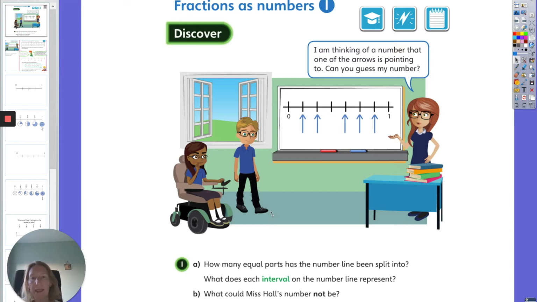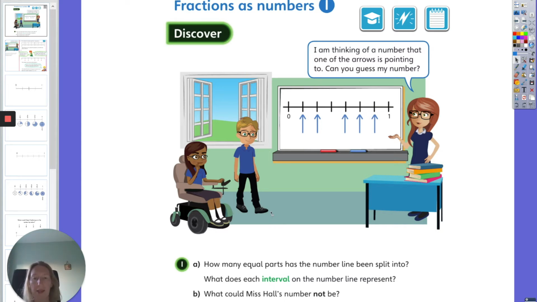What we're going to look at today is fractions as numbers, and we're going to be plotting fractions on a number line. I'm going to jump straight in this morning, and as you can see on the board, there's a teacher with two pupils, and she's drawn a number line starting at 0 and finishing at 1, and she's divided her number line into equal parts, and she has drawn 5 arrows, and she's asking you, I'm thinking of a number that one of the arrows is pointing to. Can you guess my number?